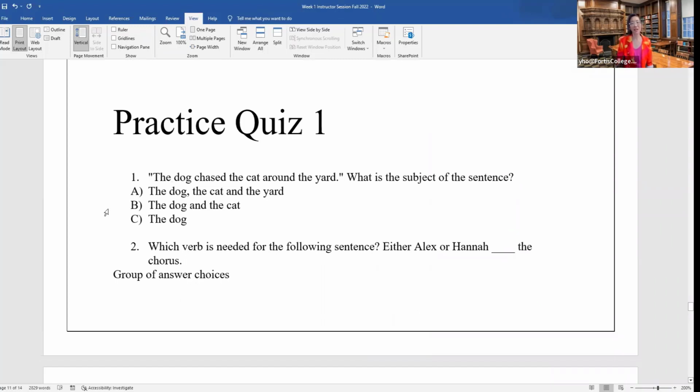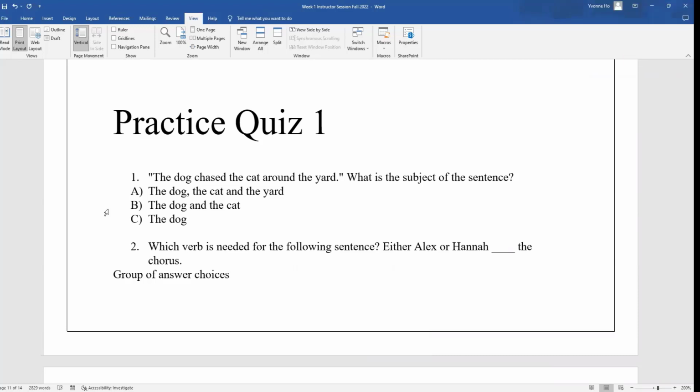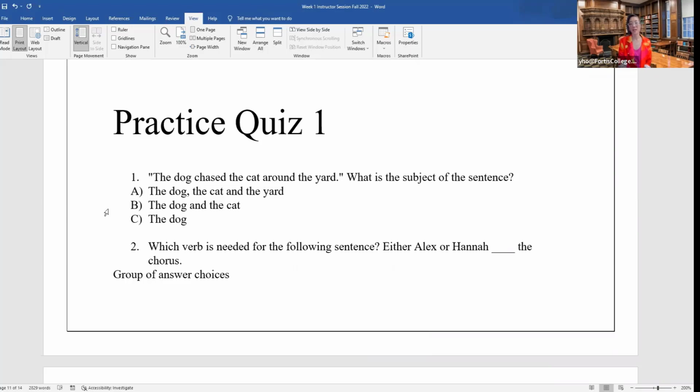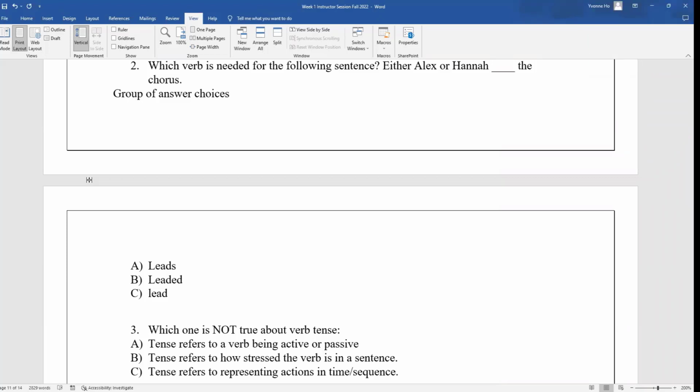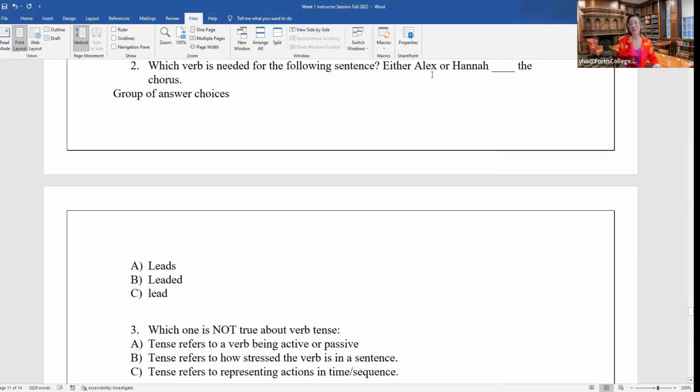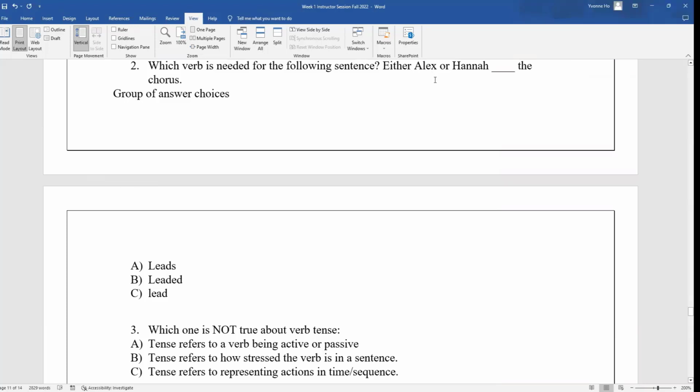The dog chased the cat around the yard. What is the subject of the sentence? Is it A, B, or C? Justin. C. Excellent. Which verb is needed for the following sentence? Either Alex or Hannah blank the chorus. Is it A, B, or C? Samuel. C. So either or. Oh, leads.